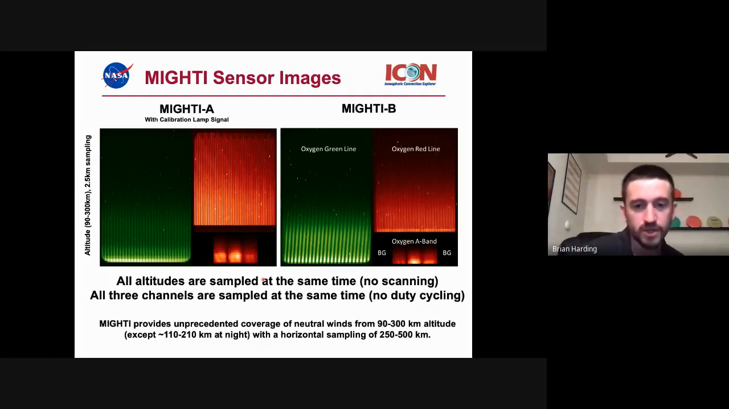So MIGHTY is not the first instrument to do something like this. There's successful wind measurements from DE2. There's an FPI on there. On UARS there was HRDI and WINDII, which were wind instruments using a similar observation modality. And then on TIMED there was TIDI. But MIGHTY has the advantage that all altitudes are sampled at the same time. You don't need to scan on the horizon. Also, all three of these channels are sampled at the same time, so there's no duty cycling. You could get red and green at the same time.